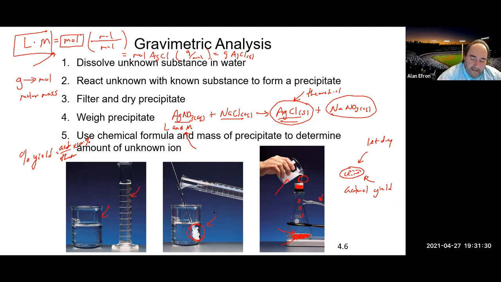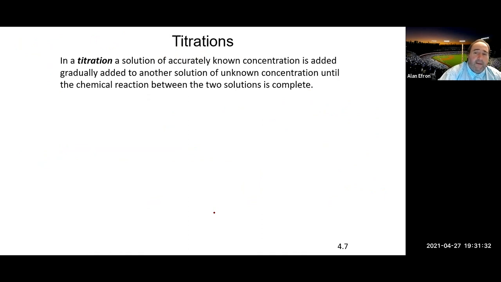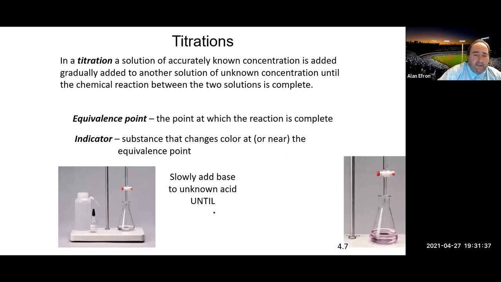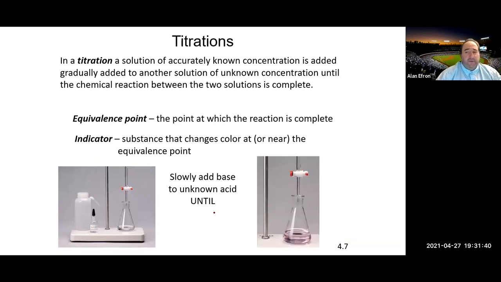The other really common way, and the way we're going to do a big experiment coming up here, is with what is referred to as titrations. Titration is a very common kind of solution stoichiometry problem where we typically have one solution that is of known concentration. So we know exactly what the molarity of the solution is. And then we add that solution to another solution that is of unknown concentration. We're trying to figure out what is the concentration of this unknown solution.